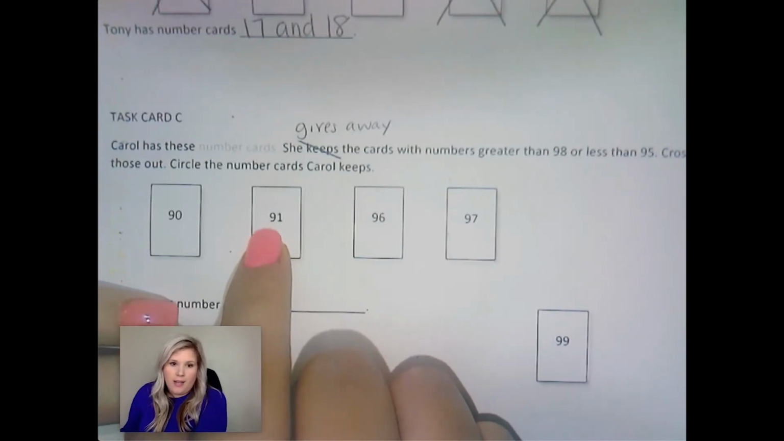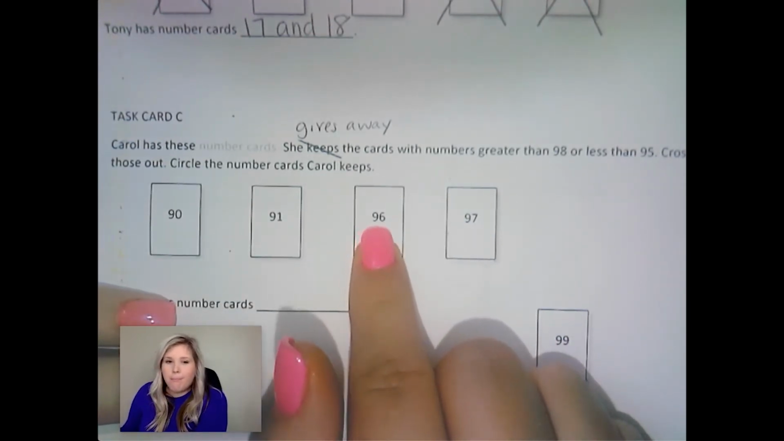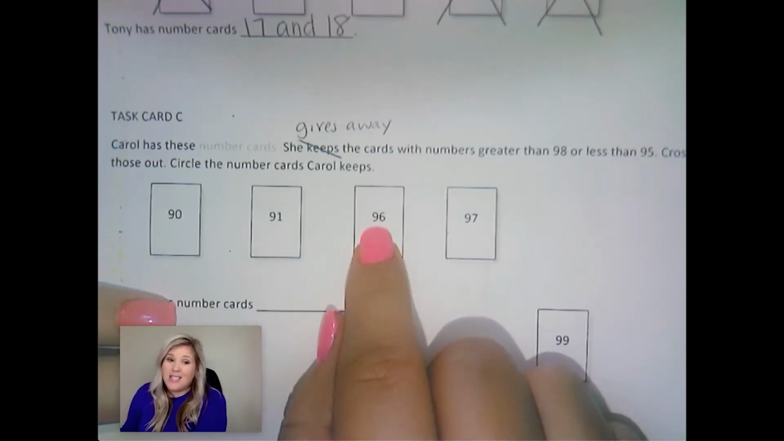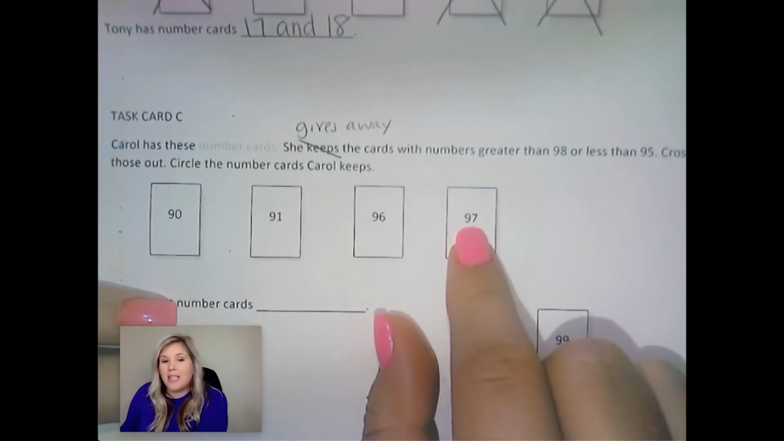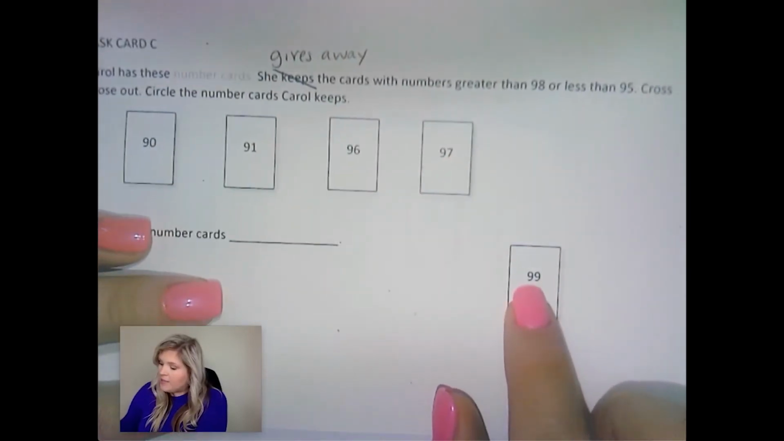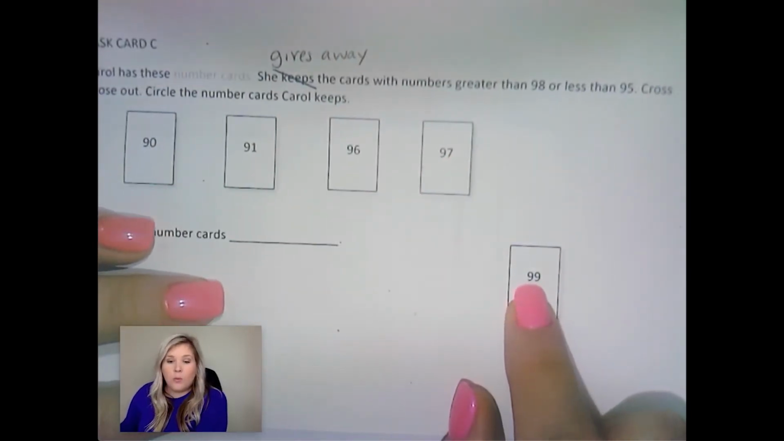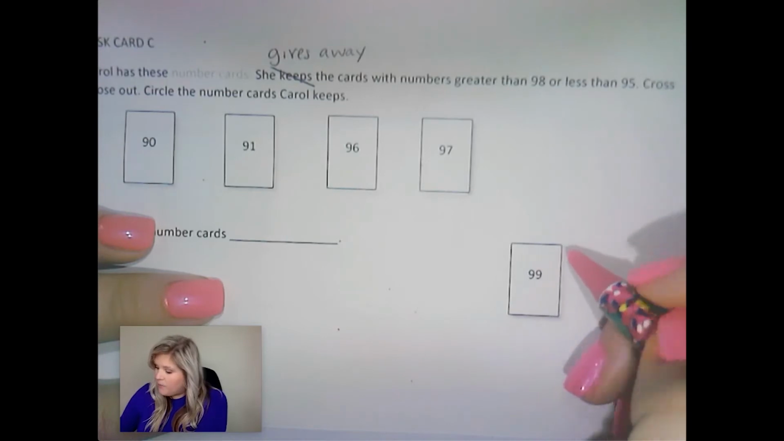That's not greater than. 96 has the same number of tens, but less ones. 96 is not greater than 98. 97 has the same number of tens, but less ones. 97 is not greater than 98. 99 has the same number of tens and more ones. So 99 is greater than 98. So we'll mark those out.